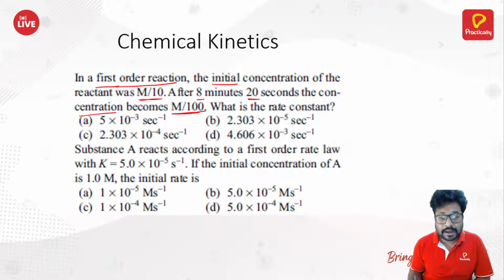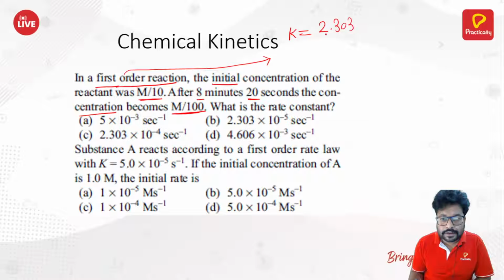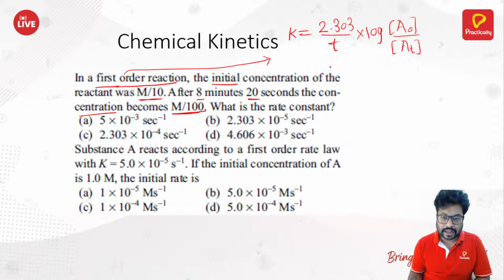Now, this is a first order reaction, right? What is the formula for a first order reaction? K is equal to 2.303 by T into log of initial concentration divided by concentration at time T, right? That is our formula. So K is equal to 2.303 by T. T is what? Time in seconds: 8 minutes and 20 seconds.